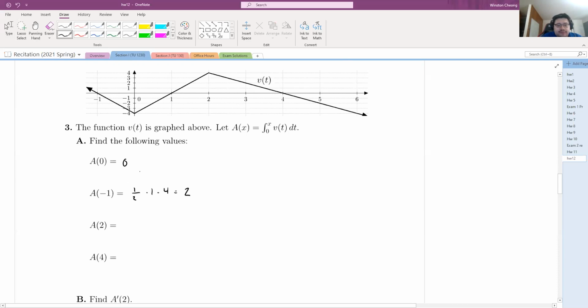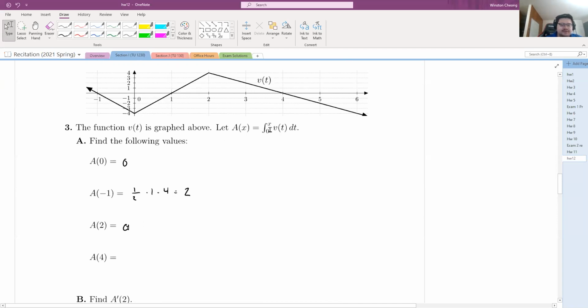What about A of 2? So if I plug 2 into this integral, that's the same as taking the area or just visualizing the integral from 0 to 2 here. And you see that these two triangles are going to cancel out completely. So that's just going to be 0. Don't think you really need to show any work on that.